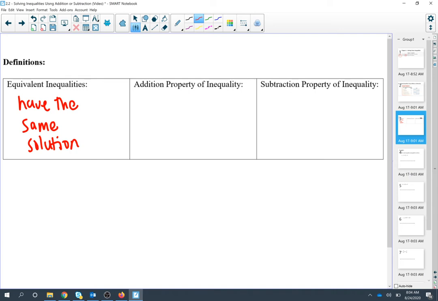Our addition property of equality, for example, if we had -3 is less than 2. If I were to add 5 to both sides of the inequality symbol, just like we did with equations, then I would have 2 is less than 7, which is still a true statement. 2 is less than 7.